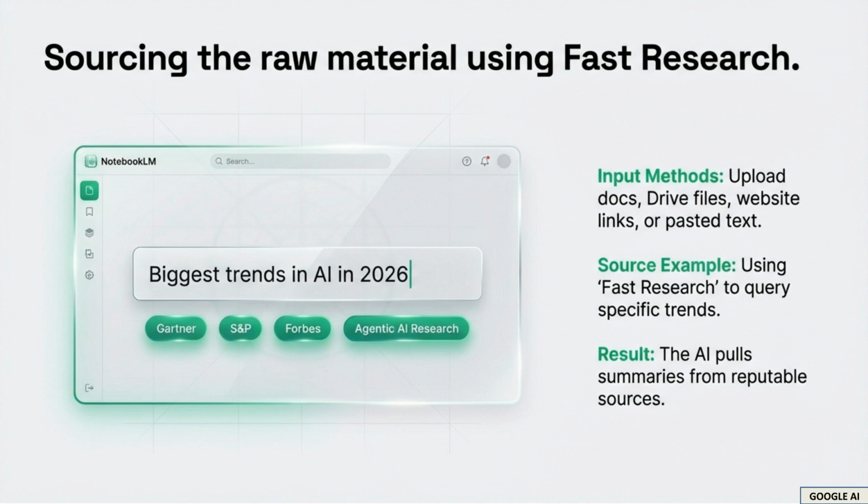We source the raw material using fast research in NotebookLM. You can upload documents, drive files, website links, or pasted text. The AI then pulls summaries from reputable sources, like querying biggest trends in AI in 2026.